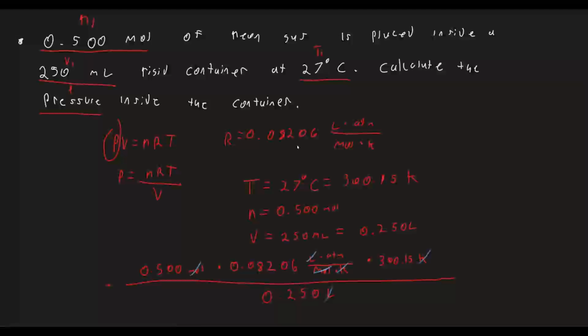So when we punch all these numbers into our calculator, that's not what I wanted to use. I don't know why I keep mistakenly using it. We will get a value of 49.236 atmospheres. And when we take significant figures into account, it's going to come out to 50.